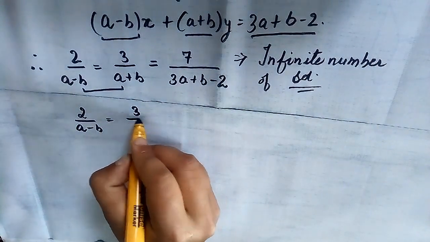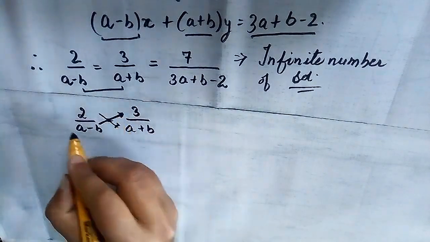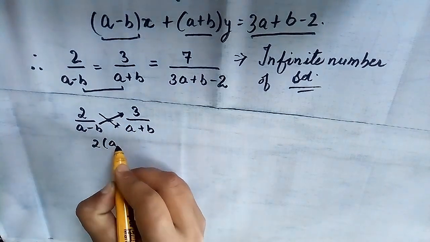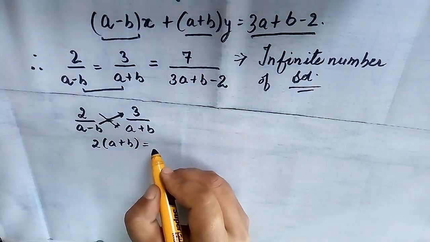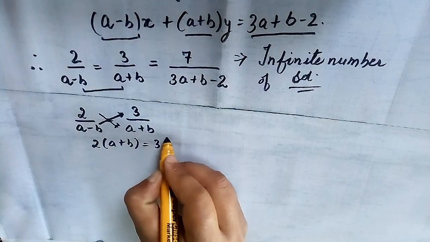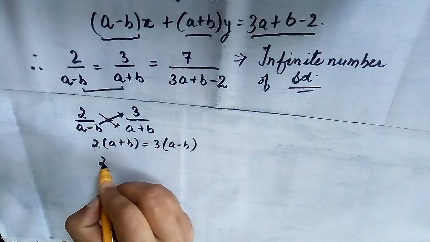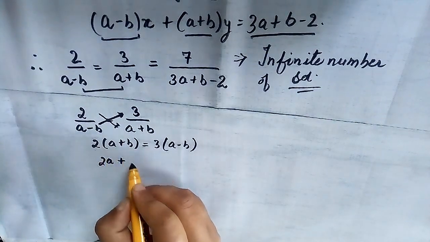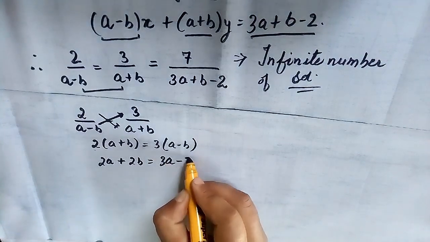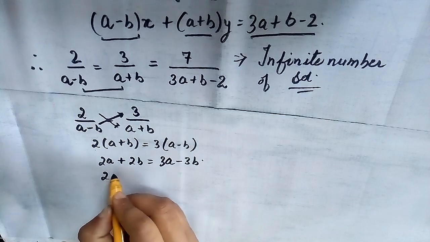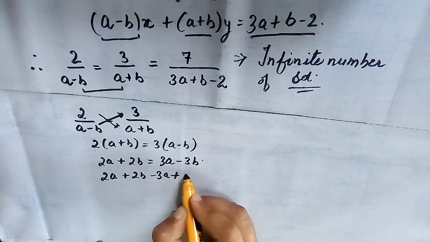So it is 2 upon a minus b equals 3 upon a plus b. Cross multiply, 2 whole into a plus b will be equal to 3 whole into a minus b. Now multiply inside, you will get 2a plus 2b, you have to multiply both of the terms, equals 3a minus 3b. Bring 3a minus 3b to the left side. Their signs will be changed.